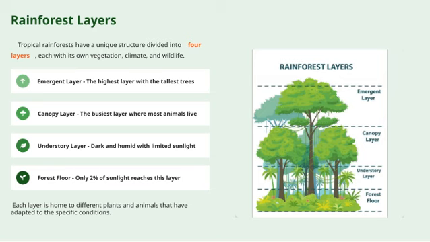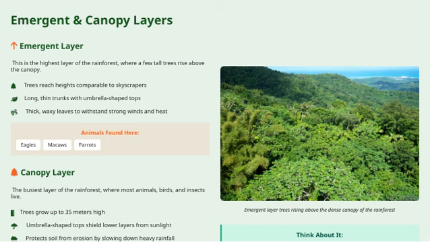Let's take a closer look at the emergent and canopy layers of the rainforest. The emergent layer is actually the highest part of the rainforest, where only a few tall trees rise above the rest of the canopy. These trees can reach heights similar to skyscrapers, with long, thin trunks and umbrella-shaped tops that help them catch the sunlight.